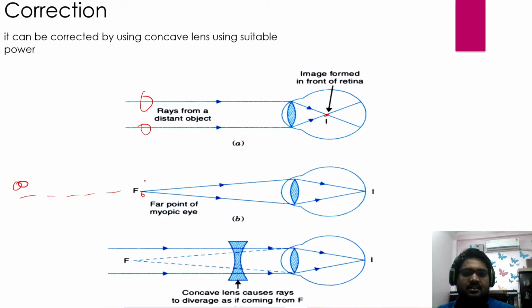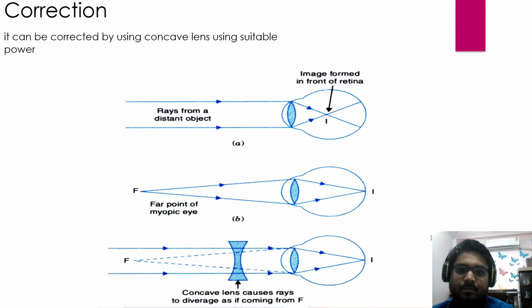Now we can correct this defect of vision by using a concave lens. What a concave lens does is it diverges the rays of light a little bit, due to which the image is shifted from the point before the retina to the point at the retina, and due to which we are able to see the object clearly. So this is about myopia. Now we will discuss hypermetropia.